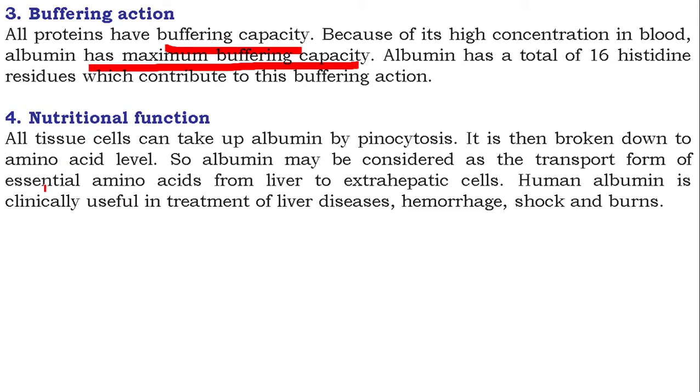And there is a nutritional function. All tissue cells can take up albumin by means of pinocytosis, and it is then hydrolyzed into amino acids, and these amino acids may be used as nutrients. So a very important function, nutritional function also is there. Also, you know that amino acids can be used for the formation of glucose by means of a process called gluconeogenesis.